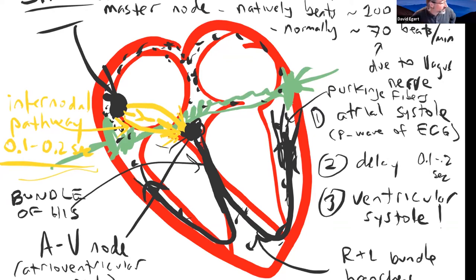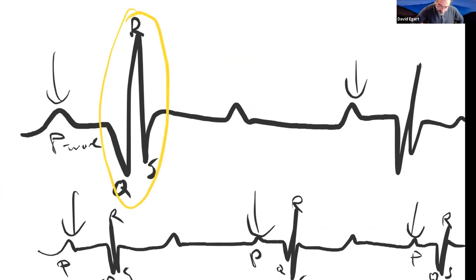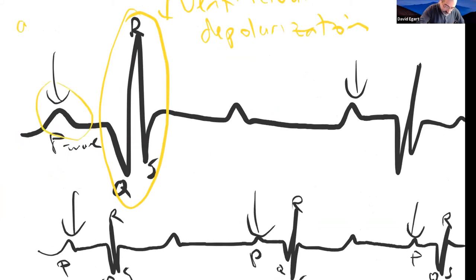So when the AV node goes off, that excitation spreads really rapidly and strongly across all the ventricular muscle as it all depolarizes. That is what becomes the QRS complex. So back over here, we call it QRS. This whole big thing here is happening from the ventricular depolarization. This earlier part was atrial depolarization.